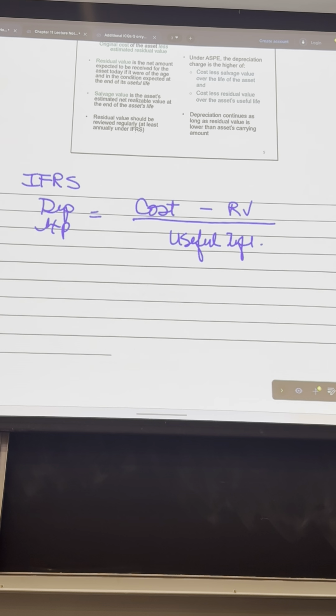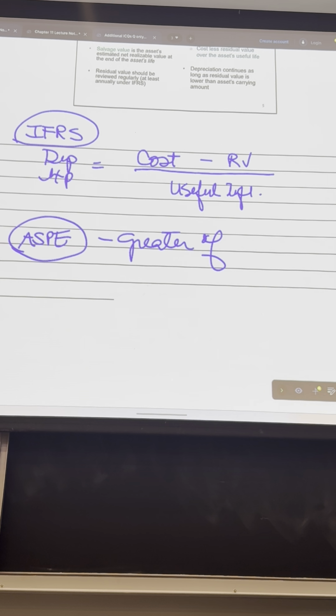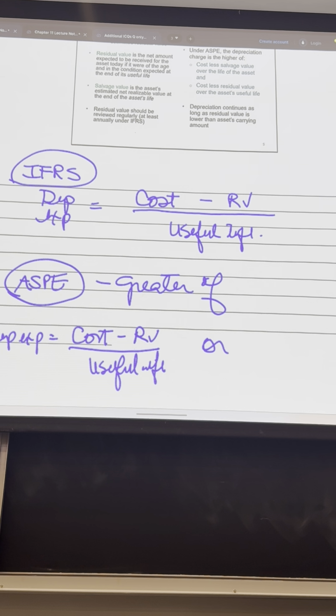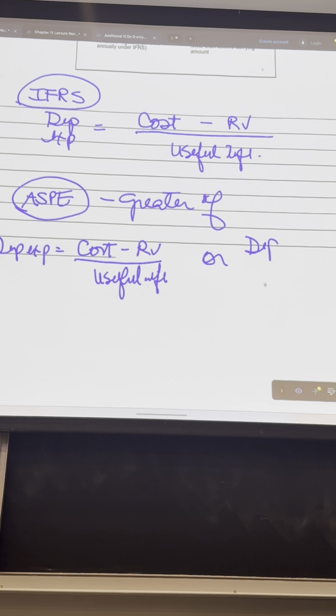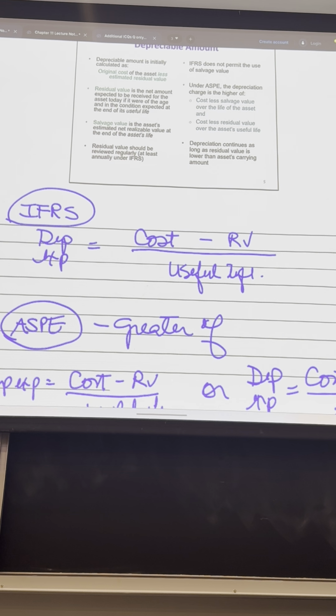Now, ASPE says we need to look at the greater of. It's going to be cost less residual value over useful life, same as IFRS, or it's called cost less salvage value divided by asset life. So what is salvage value, you guys? Salvage value is the value at the end of the asset's life.